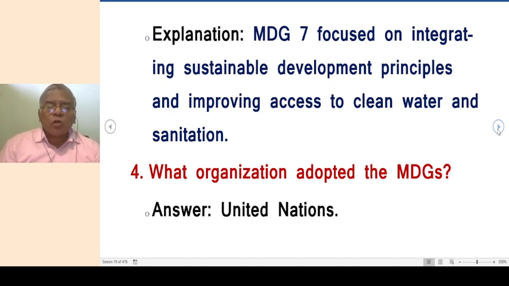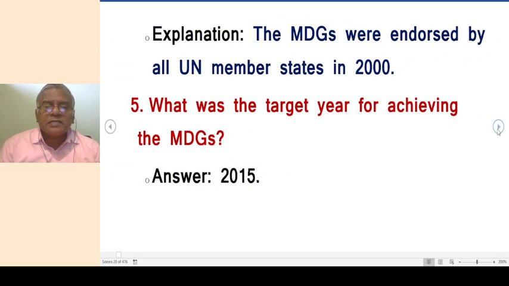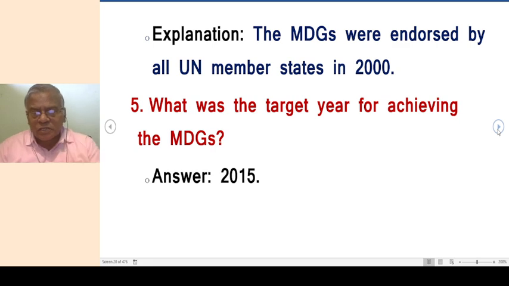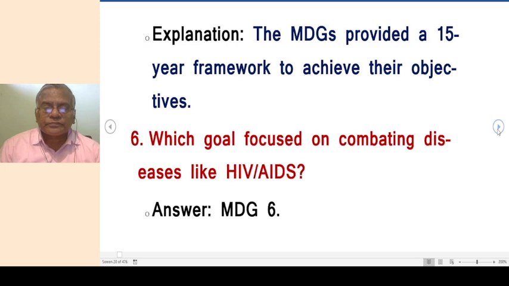What organization adopted the MDGs, Millennium Development Goals? United Nations. The MDGs were endorsed by all UN member states in 2000. What was the target year for achieving the MDGs? That is 2015. By that time all those 8 conditions should be fulfilled. The MDGs provide a 15-year framework to achieve their objectives.